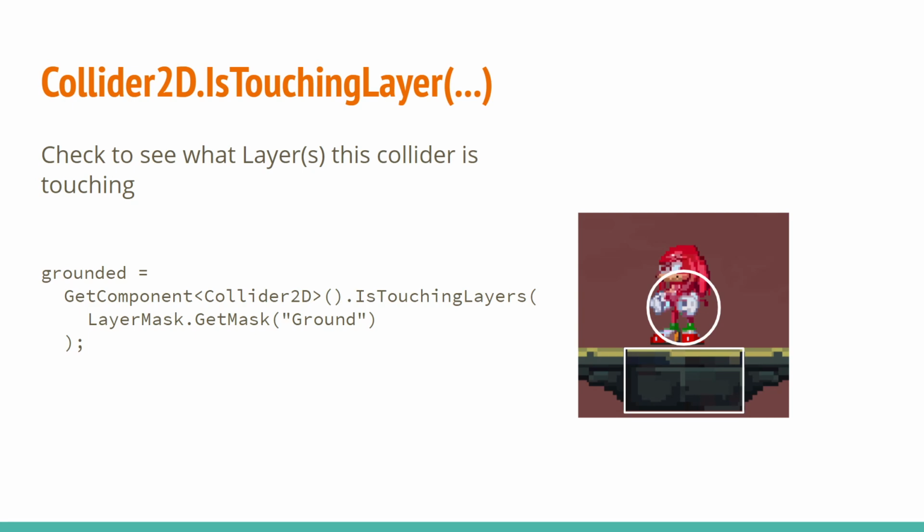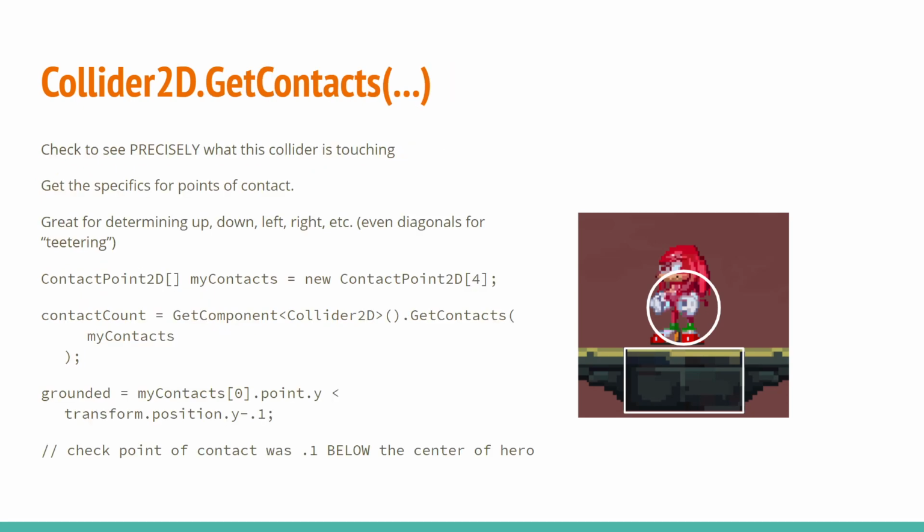Another approach. Rather than casting, you could say, well, what is the current contact? And there are even more ways. Once you're touching the layer, you can actually get those points of contact. So you can see precisely what the collider is touching, precisely where it is. You get the specific points of contact. This one is fun, because now you can do things like determine, am I touching on the bottom, am I touching on the top, am I touching a little bit over to the left, a little bit over to the right. So you could check for sort of diagonal points of contact.